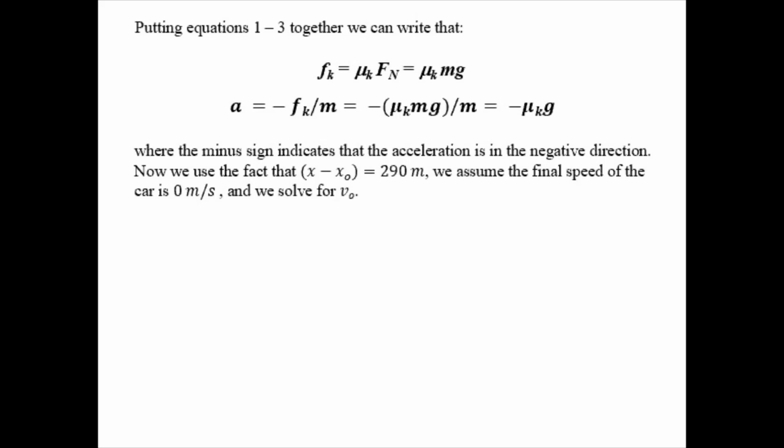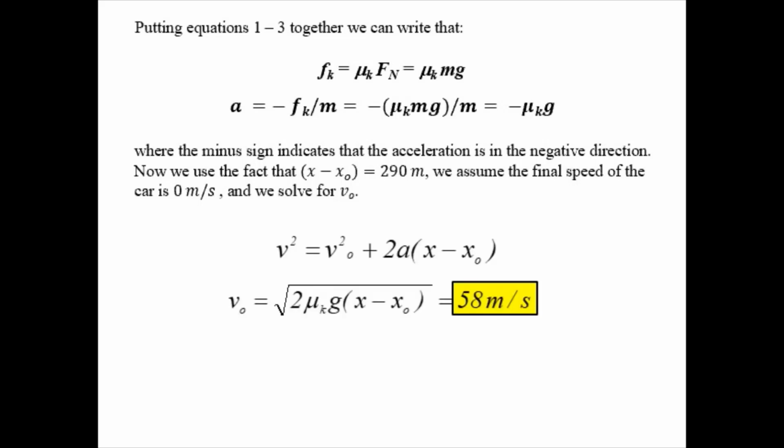So that means the object is slowing down. Now, we have the fact that the change in position, x final minus x original here, is 290 meters. So we can solve for the original speed of the vehicle, assuming it's at rest at the end. We take that equation, substitute in, solve for v0, and we find that the original speed of the car here is going to be 58 meters per second.